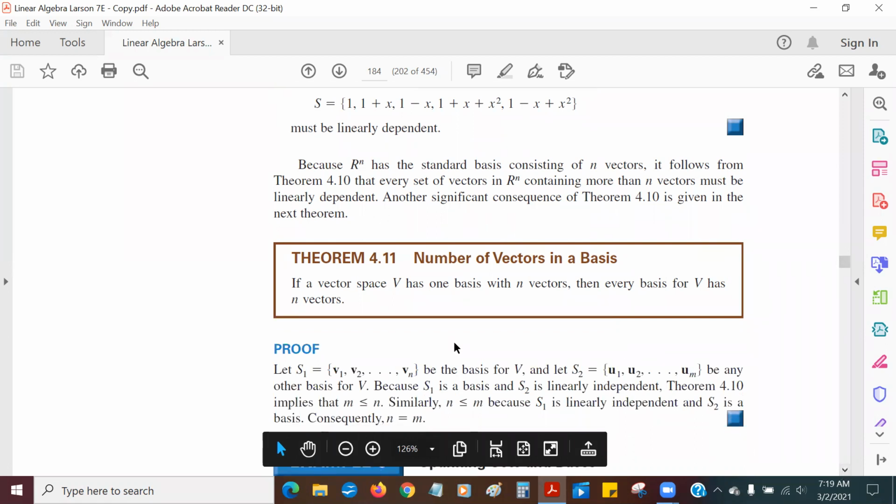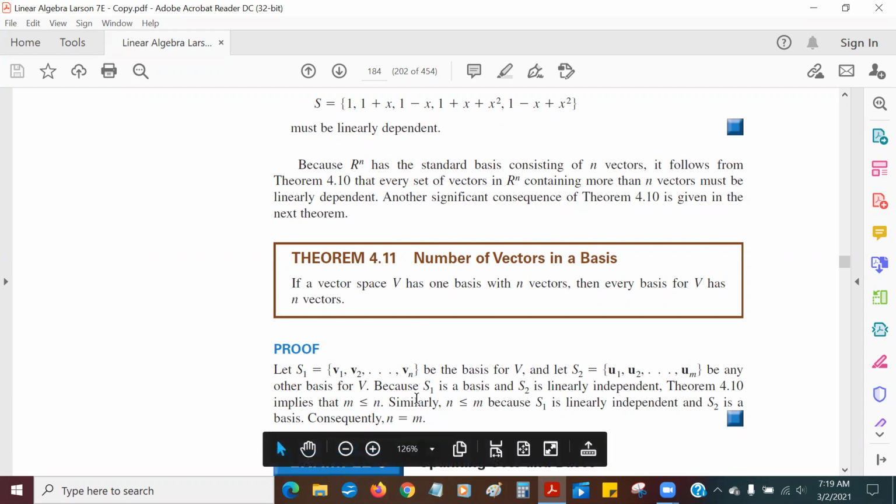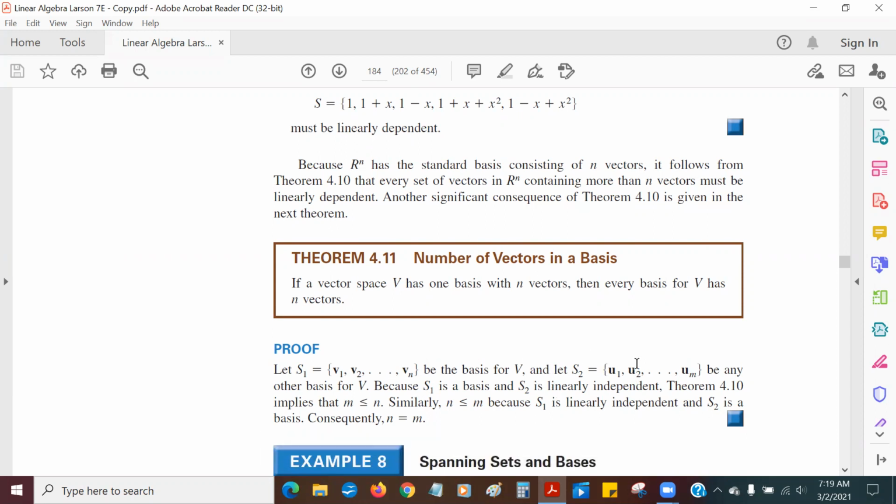So what is the proof? Let S1 be a set of n, like November, vectors, and let's say that's a basis for V. And let's say that S2, which is a set of m, like Mike, vectors, is also a basis. Now I'm not saying which is more, but we have n vectors here, m vectors there. So we know that S1 is a basis, and we know that S2 is linearly independent because it's also a basis.